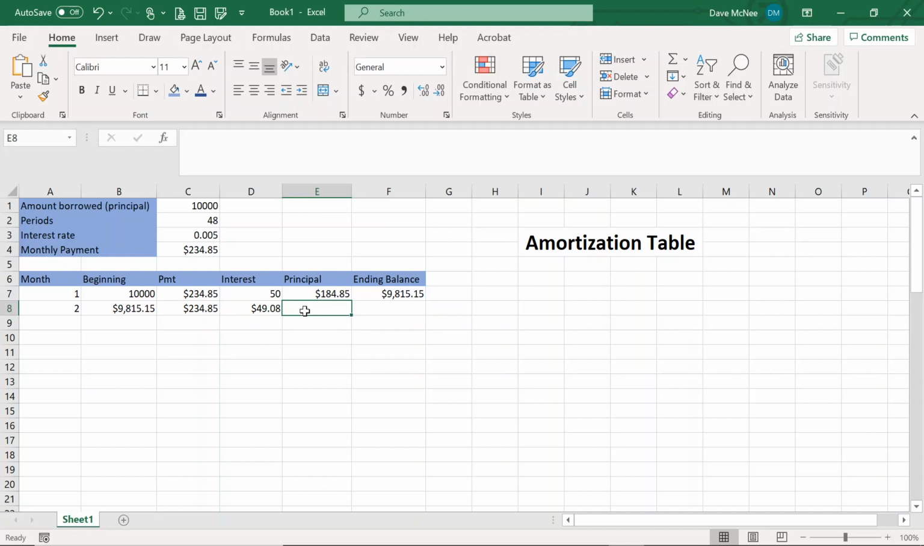Principal. Okay, so how much have I paid off this month? That's going to be equal to cell C8, because that's what my monthly payment is, take away the interest, which is in cell D8, $185 this month. Not bad. What's my ending balance?